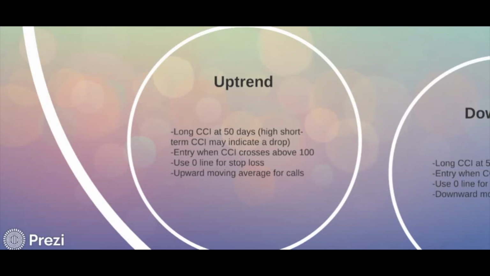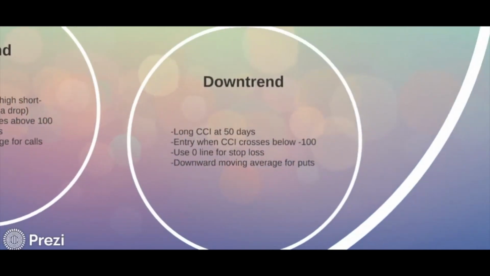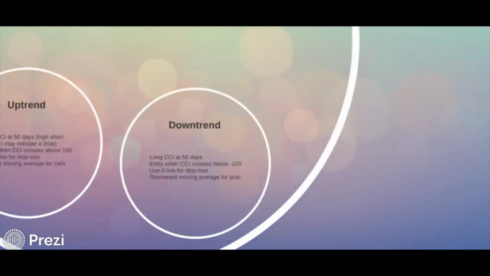And then we're also looking at an upward moving average for calls and the inverse for puts, a downward moving average. So on a downtrend, it's going to be the inverse here. Long CCI at 50 days, but we're entering when it crosses below negative 100. We're still using a zero line for stop loss on the upside, and we've got a downward moving average for puts.